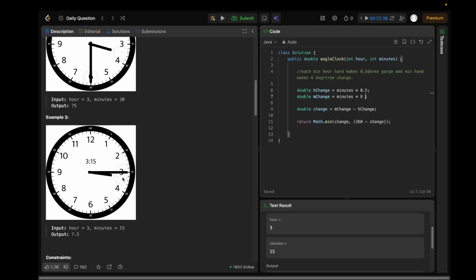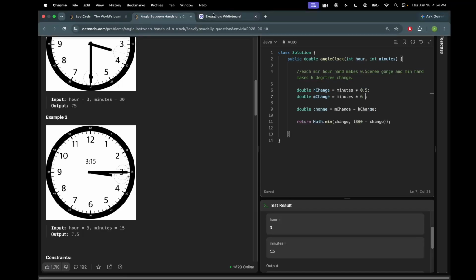3:15, right? 1, 2, 3. The hour hand is over there, and the minute hand is at 15. So the difference in angle would be between the minute hand and the hour hand. What would that be?